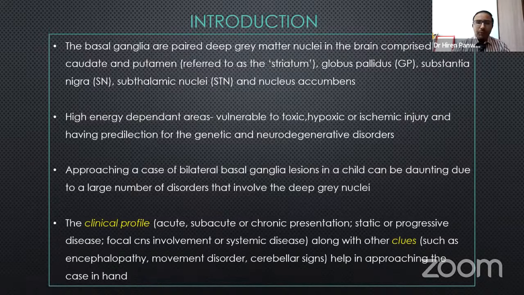that we'll be going through. The approach to bilateral basal ganglia disease is very difficult because there are a large number of disorders that can involve the basal ganglia, especially bilaterally. The most important thing to evaluate a case of basal ganglia disease is the clinical profile. We have to see first whether the presentation is acute, subacute, or chronic, and whether the disease is static, for example sequelae of a prior insult like HIE or hypoglycemia, or progressive, for example neurodegenerative conditions like NCL, or some neurodegenerative leukodystrophies like Canavan and so on. You should also look for other clues, like a patient presenting with encephalitis or a movement disorder like extrapyramidal symptoms or cerebellar signs. This kind of detailed history is very important in approaching a list of differential diagnoses.